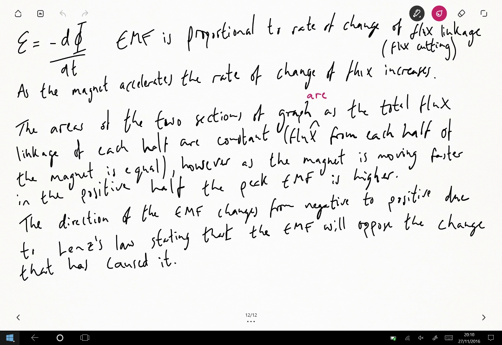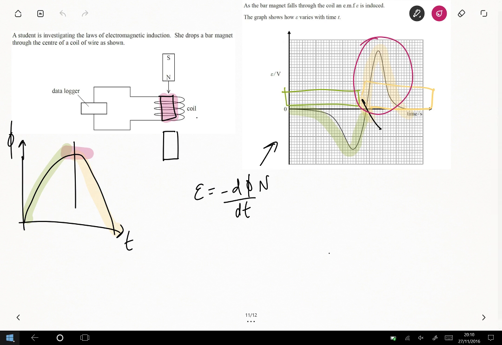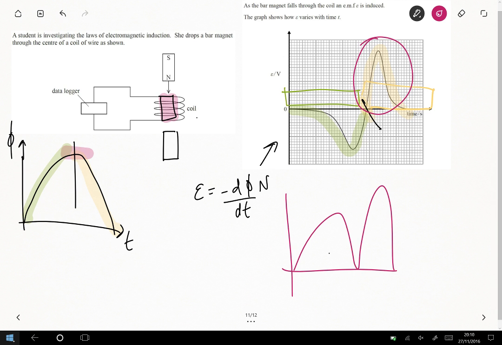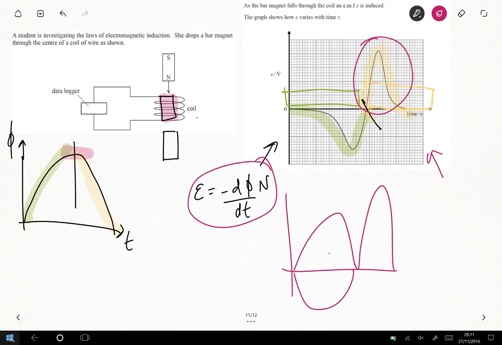The direction of the EMF changes from negative to positive due to Lenz's law, stating that the EMF will oppose the change that has caused it. If you didn't have that, you could end up with a graph that looks something like this. But it doesn't look like that. It looks like that, that second line that I've just added, or even the graph that we are describing. Why? Because Lenz's law gives us a direction. So we'll discuss this again in class, but this gives you a little bit of a heads up and should help you in your preparation for the lesson.